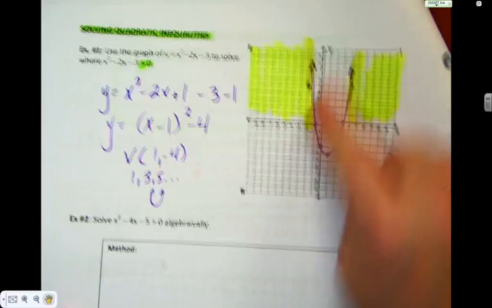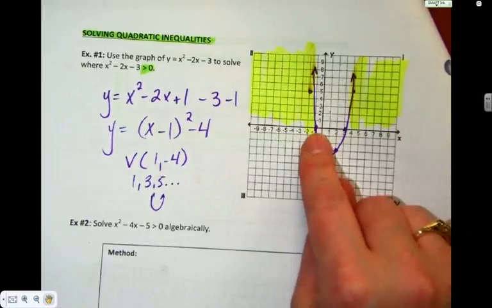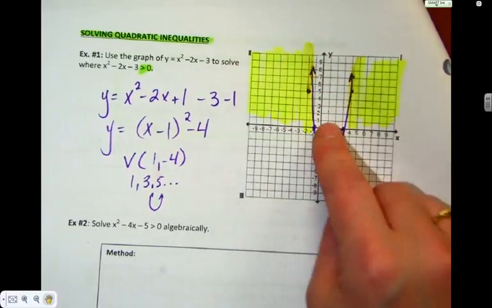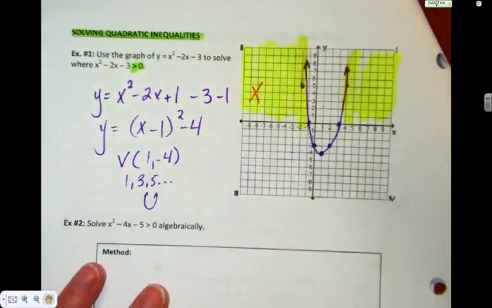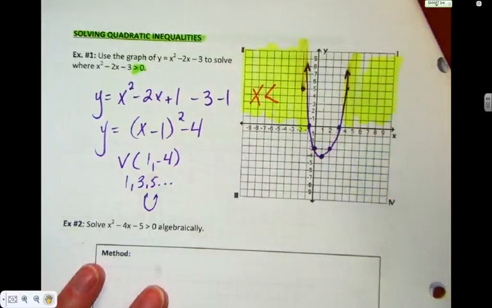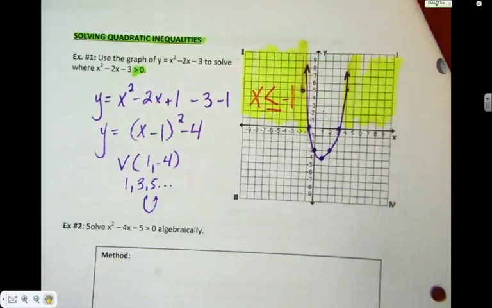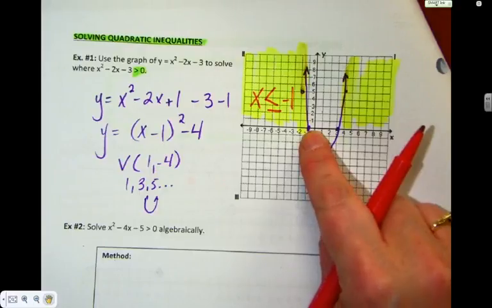So how do I say all of these points here? Well, if I think in terms of the x-intercept, what is its value? -1. And how do I say all these points that are to the left of -1? x is less than or equal to -1. So let's talk about that. Why or equal to? Because it's a black dot, right? It's an actual point on the parabola.